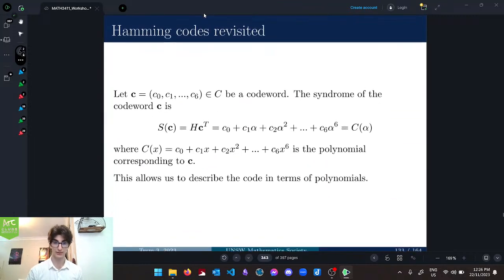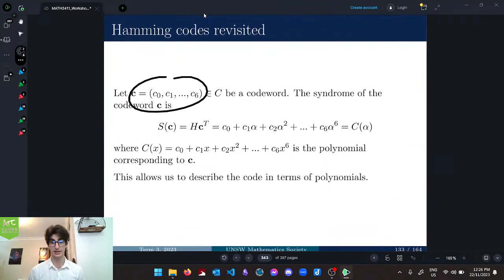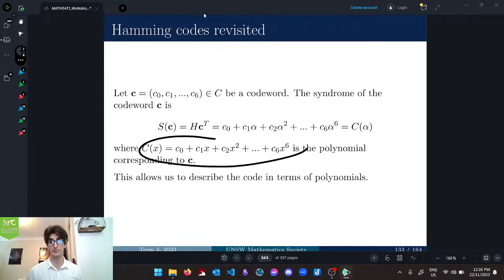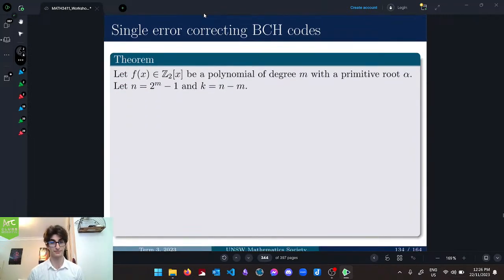Okay. So then let C be a code word. The syndrome for the code word C, given by S of C, is that parity matrix multiplied by the transpose of C, which, once expanded, becomes this, which we say is C of alpha, where C of x is the polynomial corresponding to that code word. This allows us to describe the code in terms of just polynomials. It's going to be very helpful to do maths with.